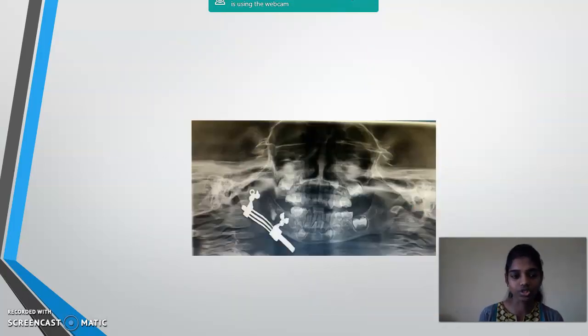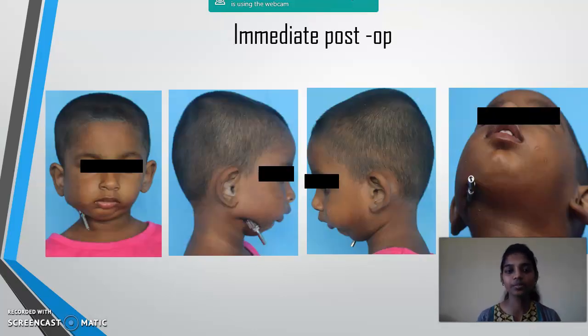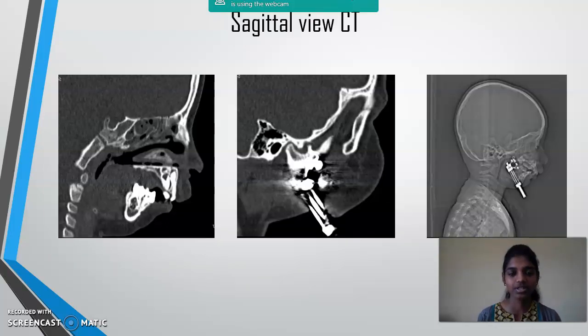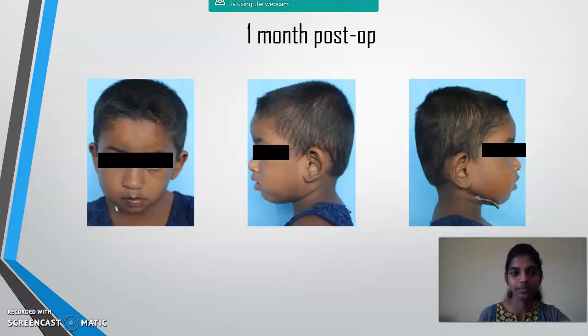This is the OPG picture. This is the immediate post-op picture of the patient. We see the 3D CT after the distractor placement. This is the sagittal view. We can see the distractor which is placed. This is the 1-month post-operative picture.